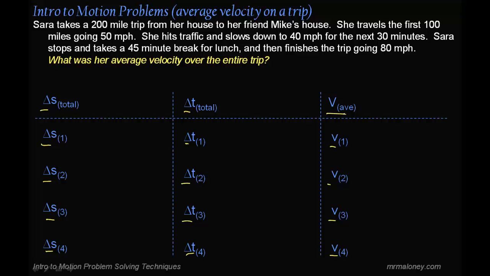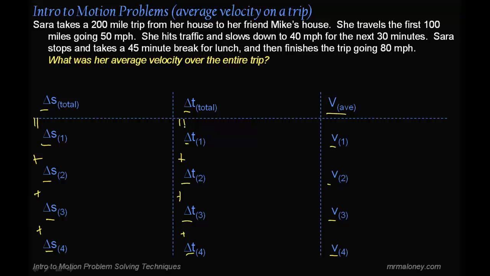Now, because there are 4 pieces to her trip, if I find the 4 pieces and add them up, they're going to equal the total displacement for the trip and the total time for the trip. Now remember, I can't do that with the velocities because they don't work that way. So I'll just keep them separate for now. Now some of you might say, hey, if we just find the 4 velocities, we can add them up, divide by 4, just like we did with our grade point average, and get the total average velocity for the trip.